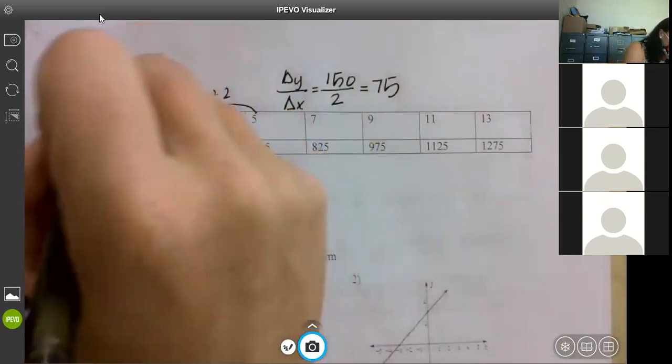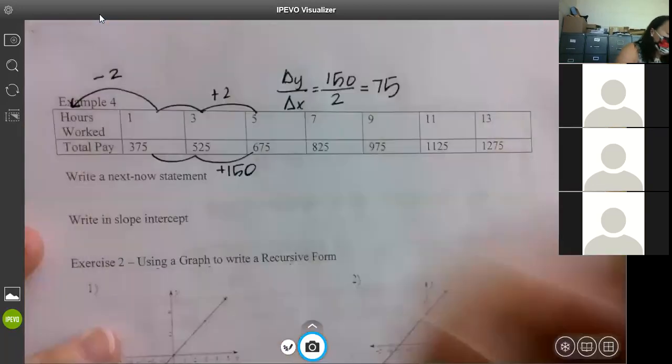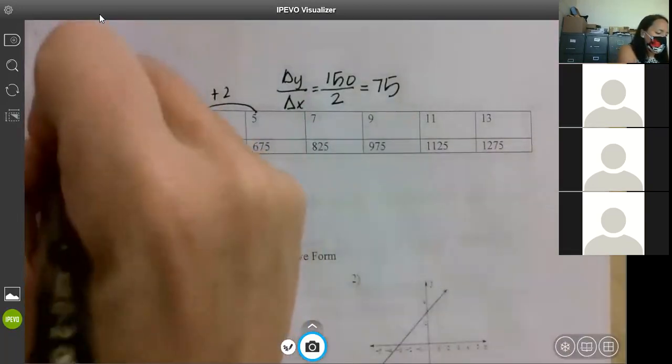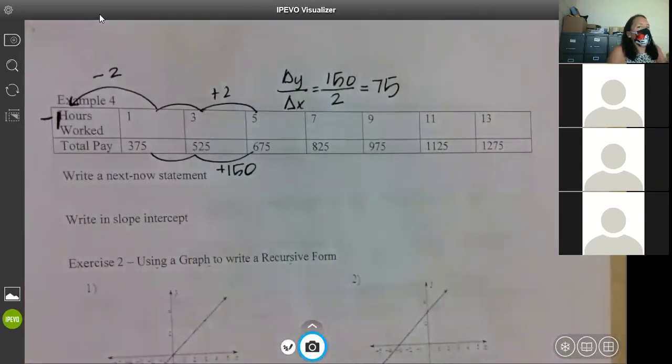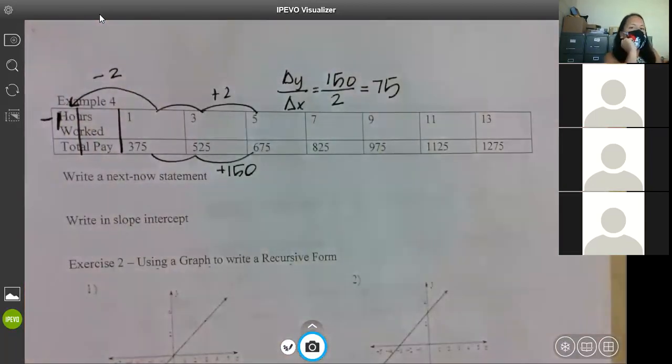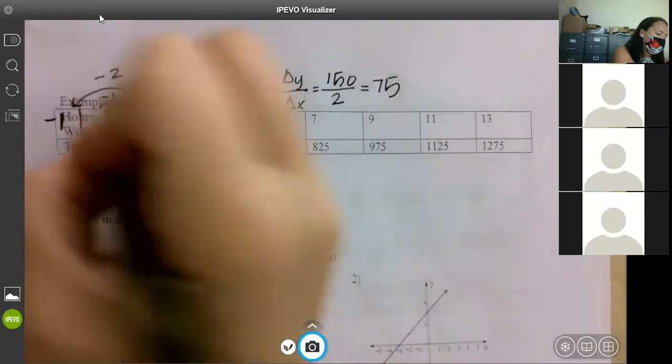But what happens when I go backwards 2? Where does that get me? Turn to a negative. A negative 1, right? Well, how do I get to positive 0? How do I get to just 0? Add 1. Go up by 1. You can go up by 1, but I need to go back by 1.